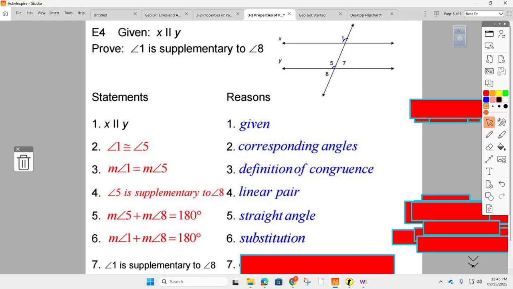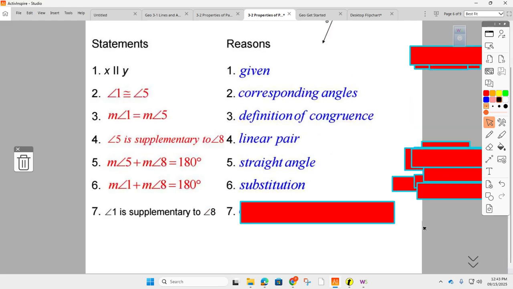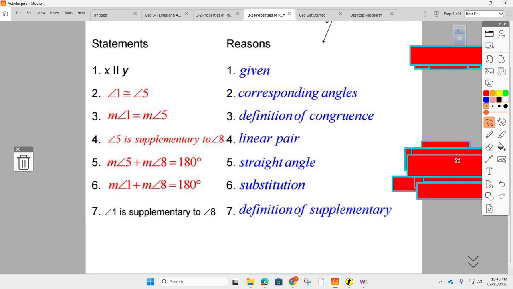And now what we're trying to prove, angle 1 is supplementary to angle 8, and the reason for that is the definition of supplementary. Add their measures together, and they equal 180. That's the definition of supplementary, right? That is how we write a proof using the new things we learned about angle pairs today.